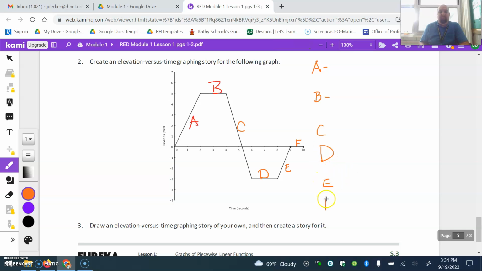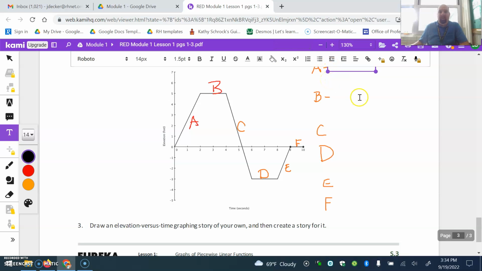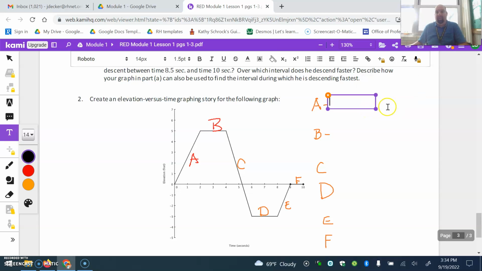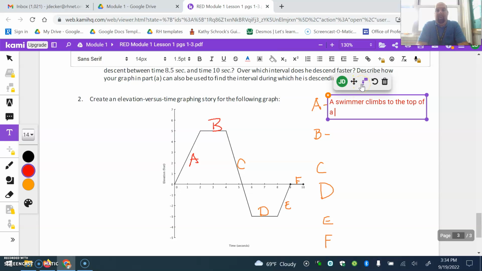And I'm going to start putting what my situation is. So the situation that I came up with, or the story, sorry, not situation, the story, is about a swimmer going down a water slide. So interval A is a swimmer climbs to the top of a water slide.